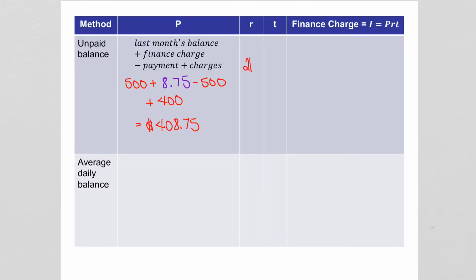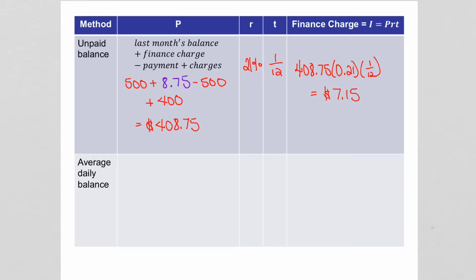Your rate is 21%, and the time is 1/12 of a year. So your new finance charge will be P times R times T, $7.15. If we do it by the average daily balance method, it's quite a bit different.